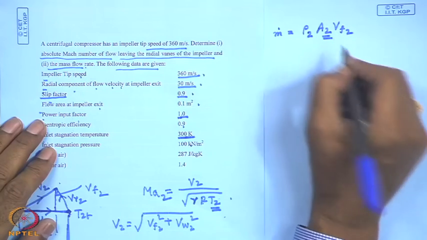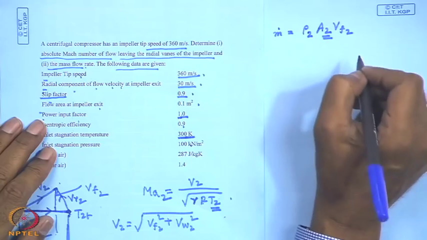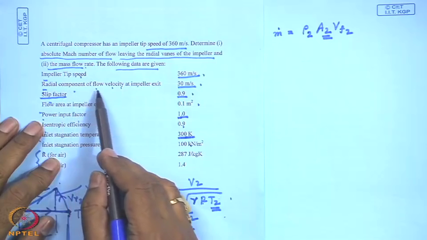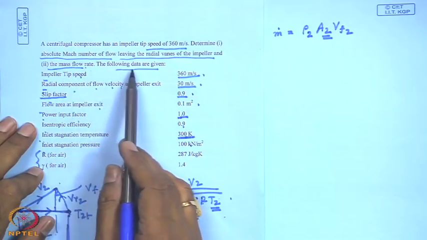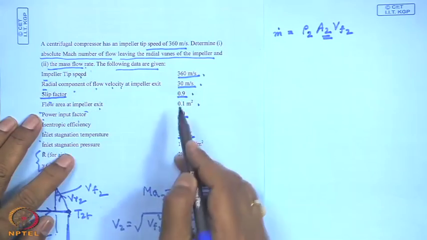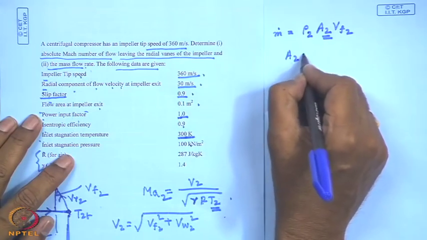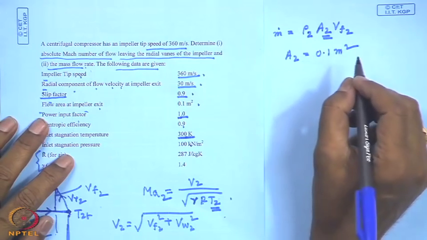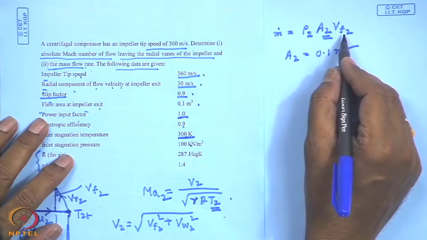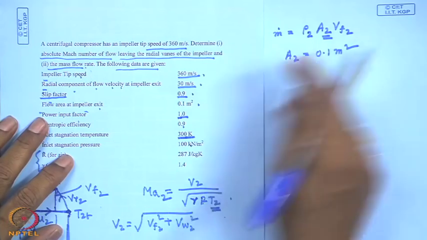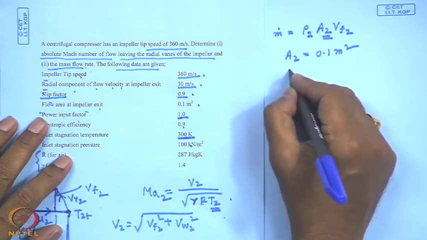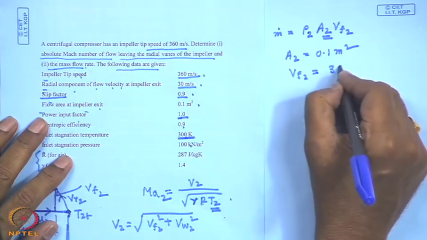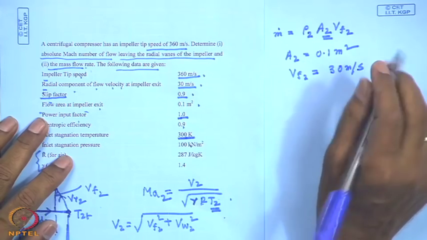Now here A2 is the flow area at the outlet of the impeller, which is given, you see here. Flow area, radial component of flow velocity, the mass flow rate, impeller tip speed, flow area at impeller exit. That means A2 is already given, 0.1 meter square. So what is not given? VF2, the radial flow velocity component at the impeller exit, is given. VF2 is 30 meter per second.